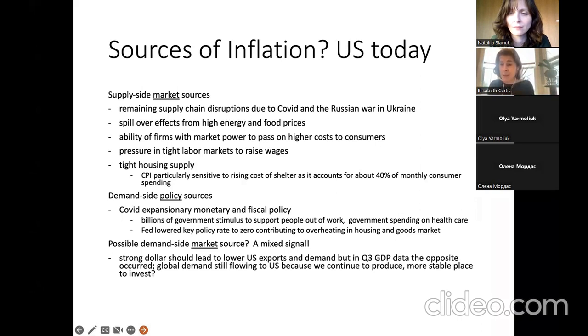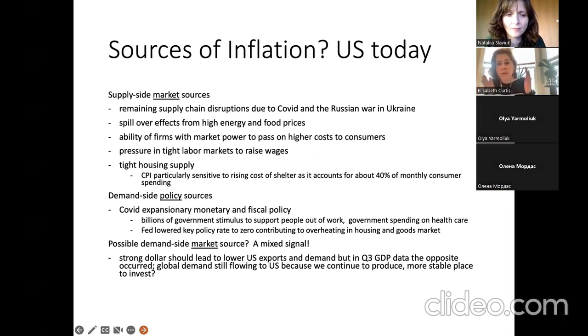But we have demand side pressures as well, because during COVID, the government spent a lot of money and the Fed decreased interest rates to zero again. So we also have these demand side policy pressures that have created some of the inflationary pressures we see. And I do mention the dollar here, although I did a little research to update myself before I put this slide together. And I see that the dollar is weakening relative to where it was. So it had been very strong a month or two ago.